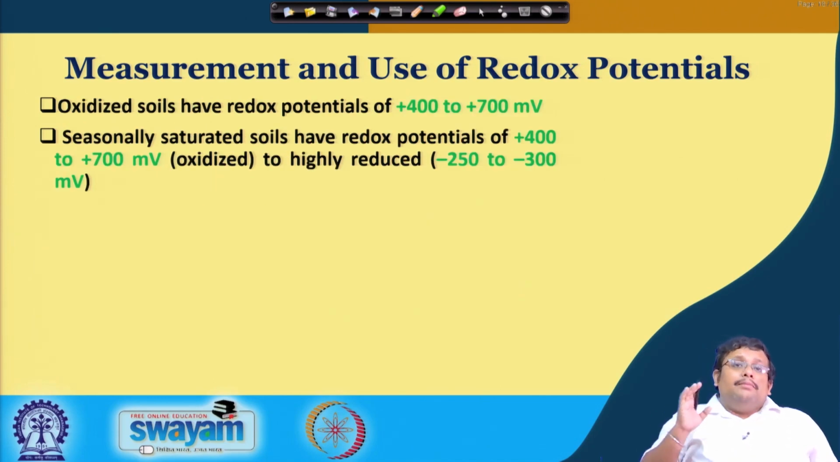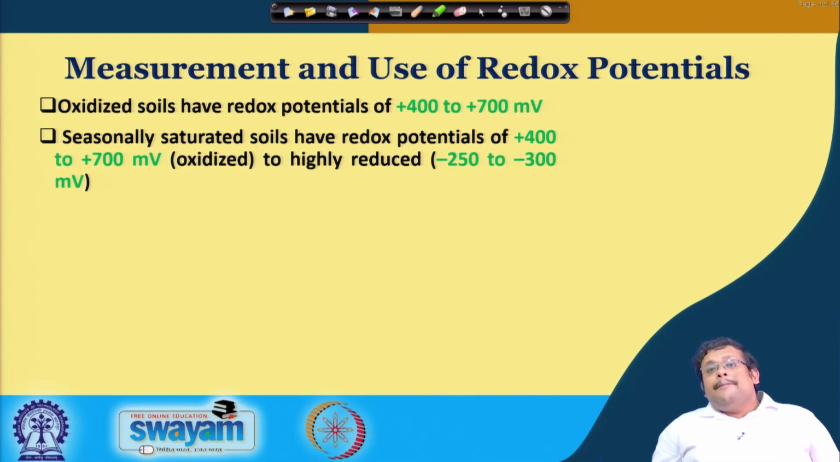Now, oxidized soils generally have a redox potential of plus 400 to plus 700 millivolt. In case of oxidized soils, in case of oxic soils, or in case of aerobic condition, you will see the redox potential generally varies from plus 400 to plus 700 millivolt. And seasonally saturated soils have a redox potential of plus 400 to plus 700 millivolt in case of oxidized system, to a highly reduced system, which varies from minus 250 to minus 300 millivolts.